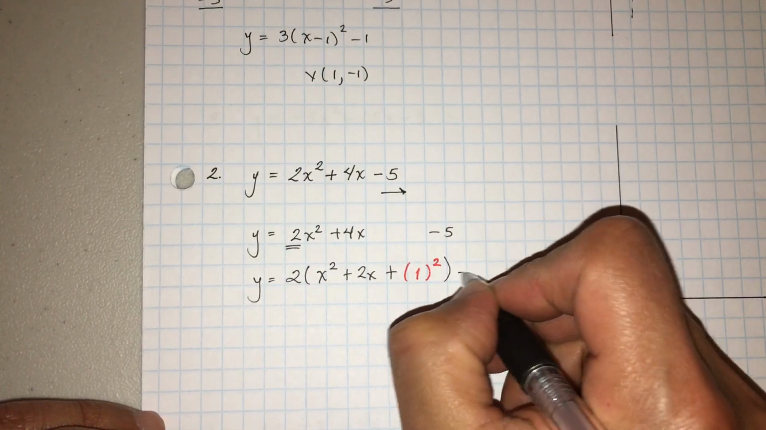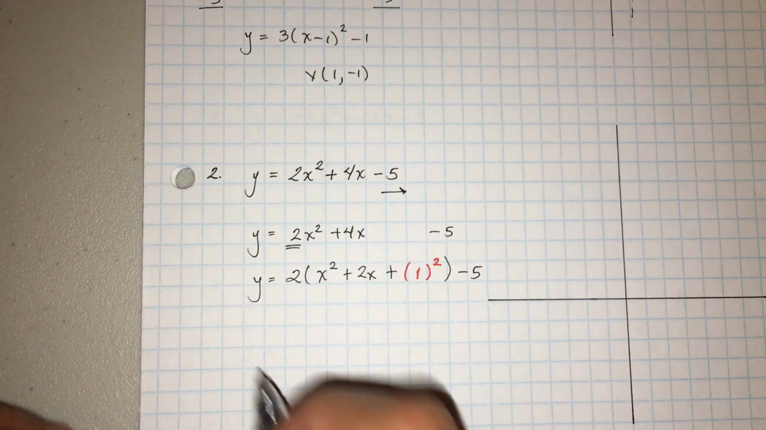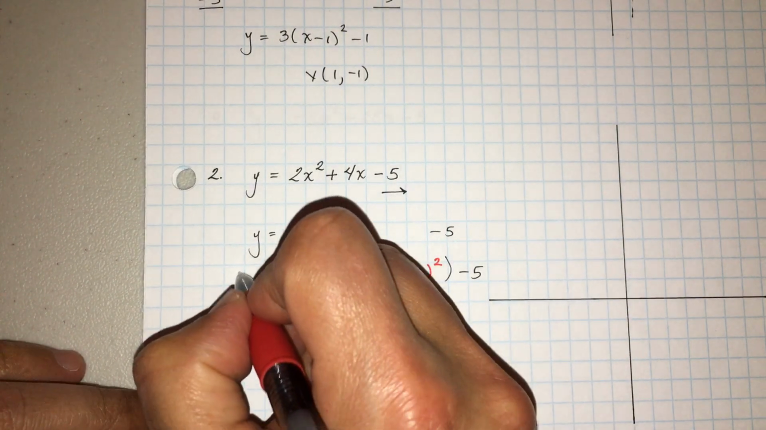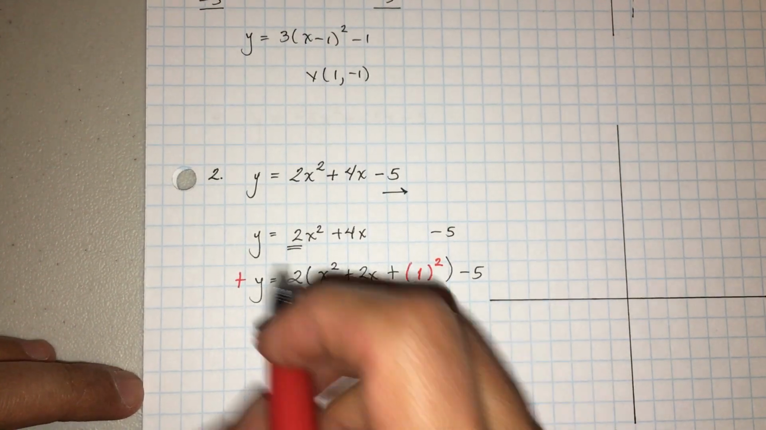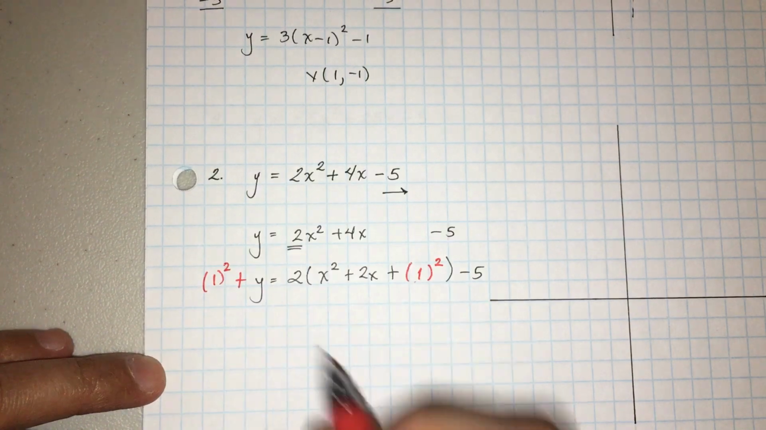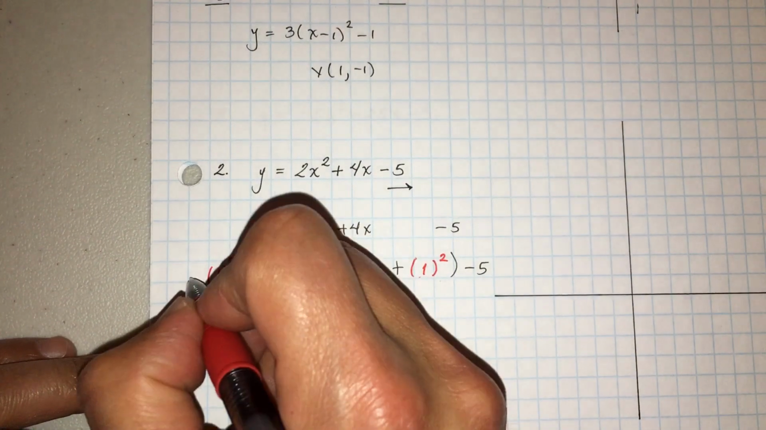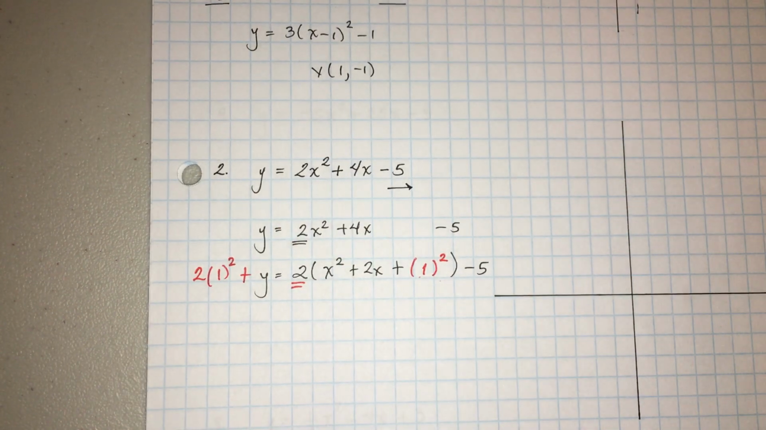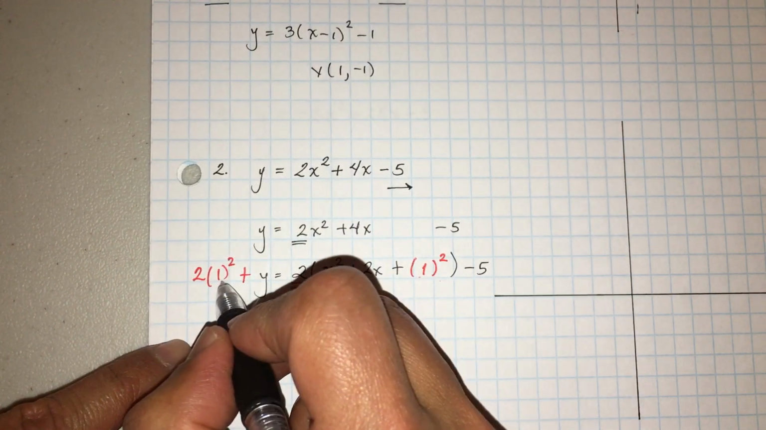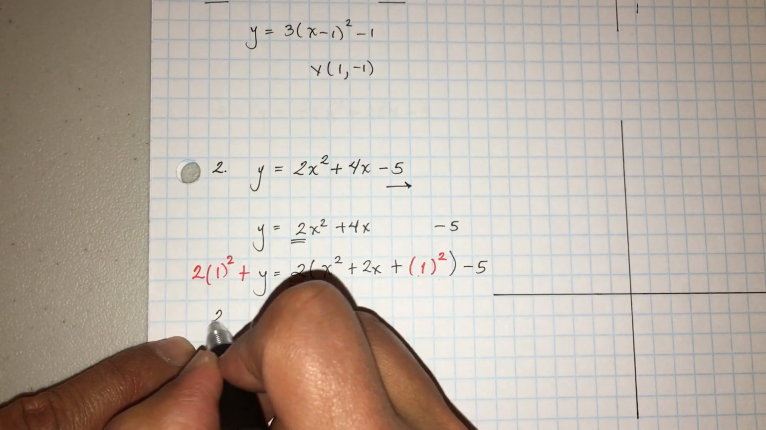And then, of course, put the minus 5 on the outside. And don't forget, whatever you do on one side, you do on the other. You added the 1 squared, so we're going to do the same thing. But because we're multiplying everything by 2 on the inside here, we have to also use that 2. So now 1 squared is 1 times 2 is 2.